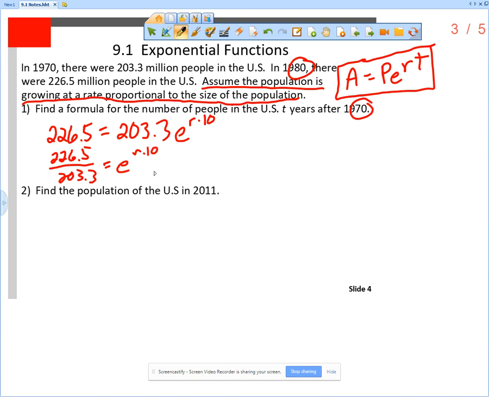How do I get rid of the e? I take the natural log. So the natural log of 226.5 divided by 203.3 equals, if I take the natural log of e to the r times 10, I just get r times 10. And so r is the natural log of 226.5 divided by 203.3, all divided by 10.